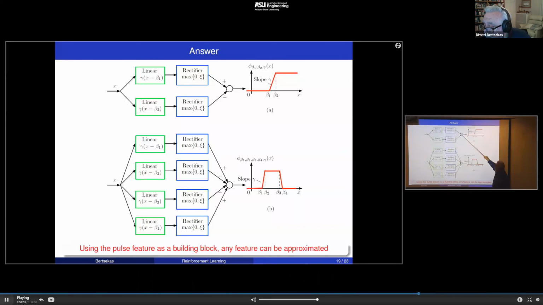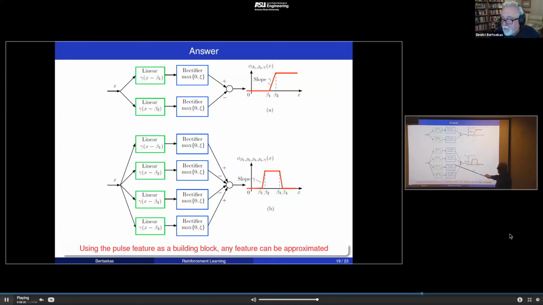Okay, you multiply them with +1 and -1. And then what you get is this thing here, and then at beta 2, the other one kicks in and flattens the slope. So with two linear blocks, I can construct a feature like that. And now if I take this one and take another one, shift it to beta 3 and beta 4, like so, I'm going to construct this pulse feature.